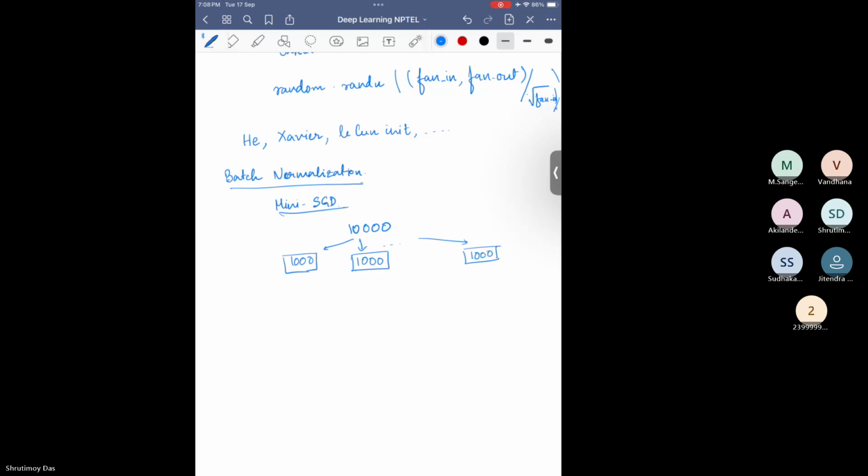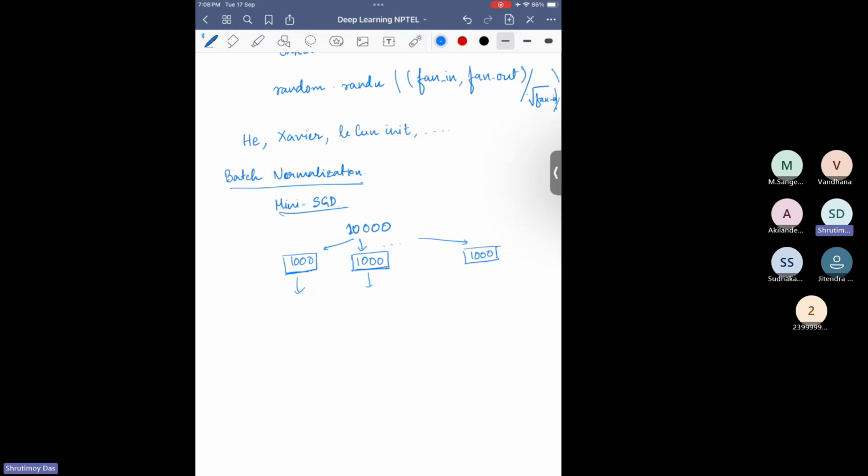And then you train your model on each of these chunks. So first of all you pass this chunk to your algorithm, and then you pass this chunk and so on. So this was your mini-batch SGD algorithm. Now the problem here is that because you are creating many chunks, the distribution of data in each of these chunks may not be the same.